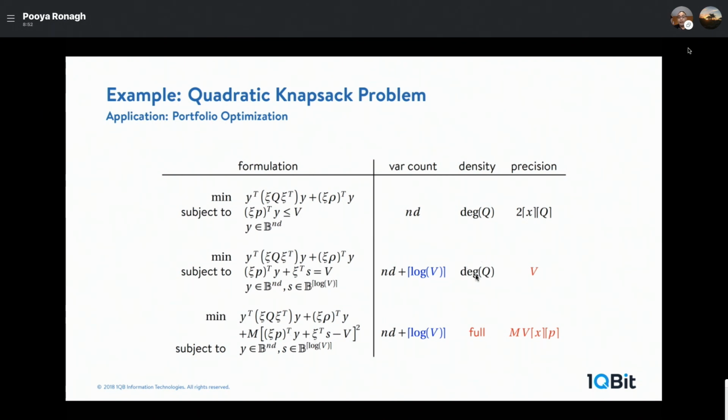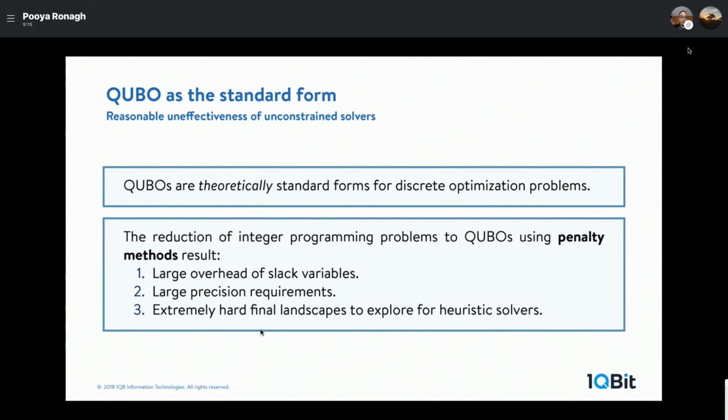So if you did have sparsity in your problem, which is often the case in real-world applications, then you would need to go for full connectivity. Also, the precision requirements increase even more, because now you don't only have to handle coefficients that are as big as V, but they should be as big as V times a sufficiently large penalty coefficient. So basically, this penalty method goes through a number of conversions and just makes the problem much harder to solve for a heuristic, including a quantum heuristic like quantum annealing.